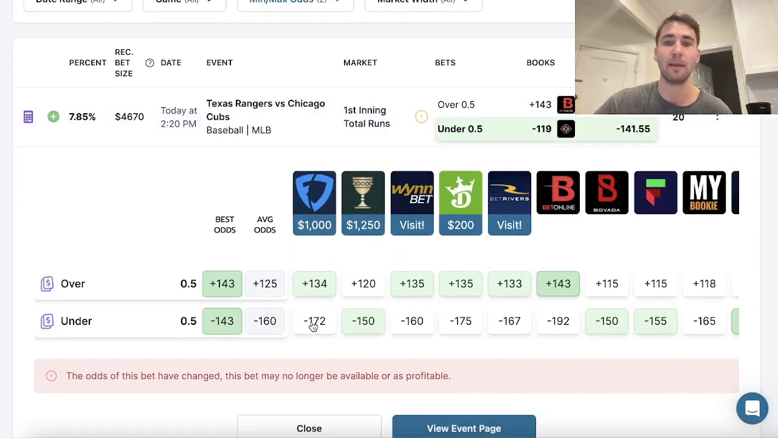In the Rangers-Cubs game, the NRFI, so no runs first inning, is first inning total runs under half of a total run. That just means no run first inning, so it's abbreviated NRFI. So you can see every sportsbook has no runs in the first inning as the heavily favored outcome, right? The under is a lot more favored than the over is.